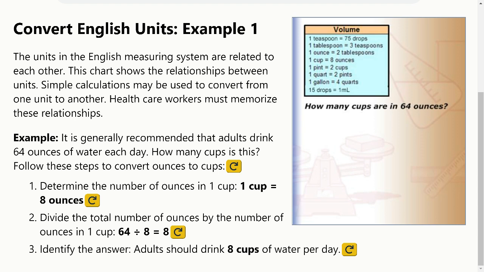All right, so if we look at our little chart, we're looking for volume: 1 cup equals 8 ounces. You'll divide the total number of ounces by the number of ounces in 1 cup. So we know 64 divided by 8 is 8. So the answer is adults should drink 8 cups of water per day. Y'all probably already knew that's how much you should drink, but 64 ounces is what's recommended.